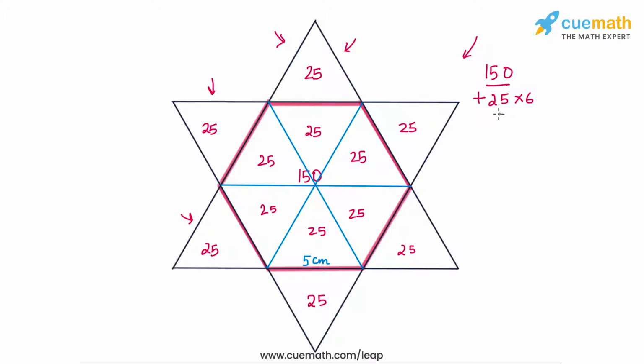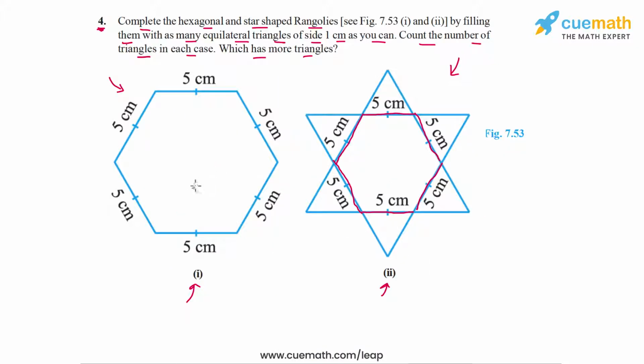So 150 plus 25 into 6 is also 150. So we get 150 plus 150 or 300. So overall we can draw 300 equilateral triangles of side 1 centimeter in this star shaped rangoli. So the answer to this original question is that we can fit 150 triangles in the first pattern and 300 triangles in the second pattern, the second rangoli.